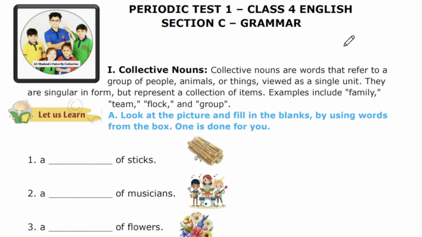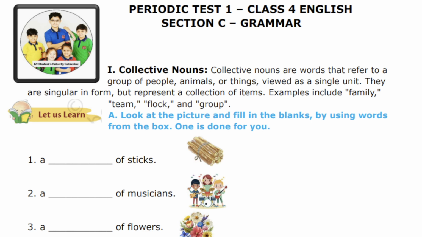Okay, so first we have collective nouns. Students, you have to understand first what is a collective noun. So, collective nouns are words that refer to a group of people, animals, or things viewed as a single unit.